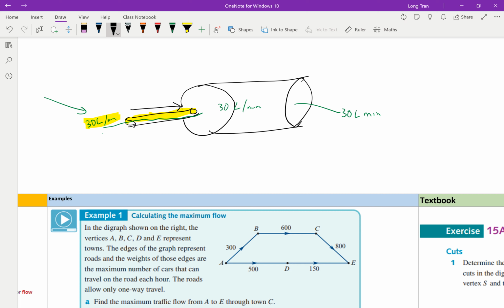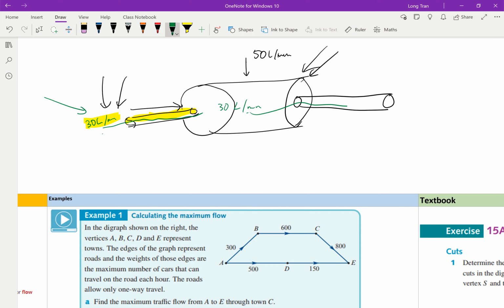So even if this larger pipe has a maximum capacity of, say, 50 liters per minute, it still doesn't matter, because the amount of water that goes through is only 30. Even though it has a lot of potential, it will only be spitting out 30 liters per minute. Similarly, if I connected a smaller pipe to it, it's still only going to flow out 30 liters per minute.